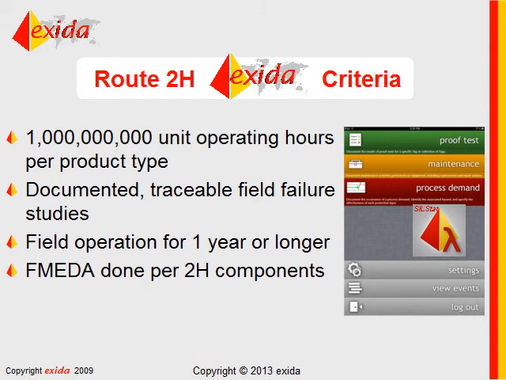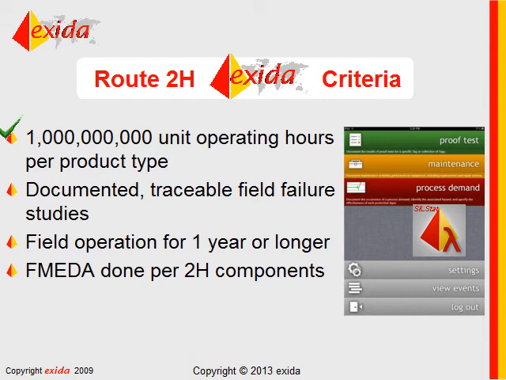So what is a reasonable Route 2H set of criteria? At exida, we have adopted the criteria of 1 billion unit operating hours of collective data per product type. Now, 61508 does not give you a number, as I said earlier. So at exida, we wanted to pick a number that offered such overwhelming evidence that it really could not be argued. 1 billion unit operating hours is a lot of field failure data.